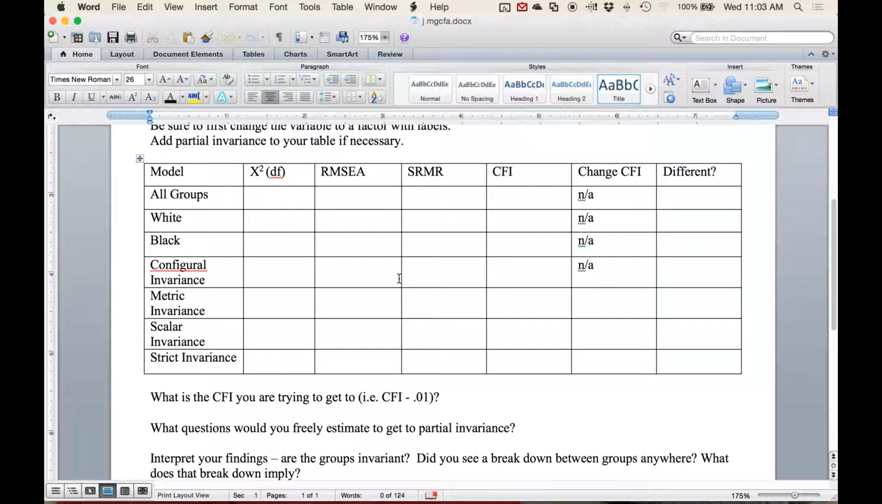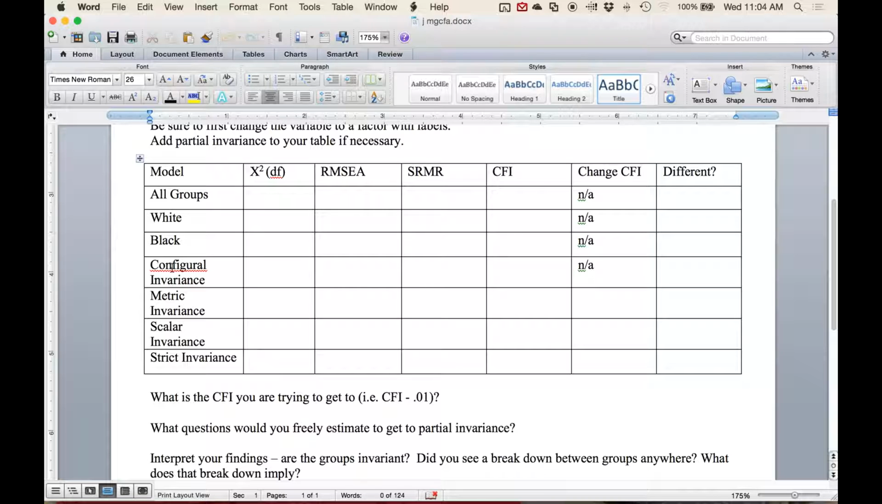So with the first 3 models, really the first 4 models, you're just looking at the fit indices to make sure they're okay. And with this, as we go, the fit indices will get worse. So the first model, all groups together, needs to have a good fit. And then after that, because we're subsetting groups and adding constraints, the fit indices are usually going to get poorer. And that's okay.